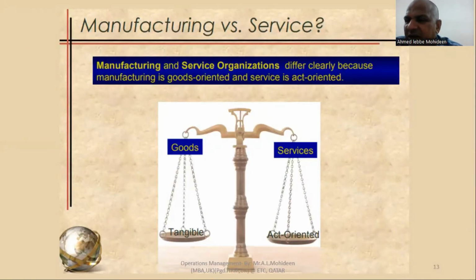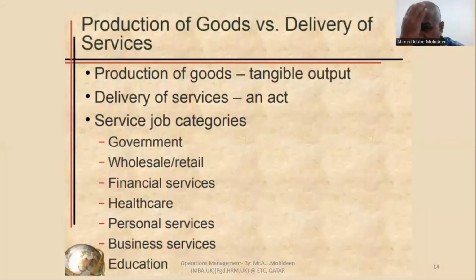As a result of manufacturing, you will have goods. As a result of the service orientation, you will have some actions. The production of goods versus the delivery of services. You can see the production of goods gives tangible output. Products are tangible. What about the services? Not tangible. Intangible. You can't touch it. That's why the service categories come under government.